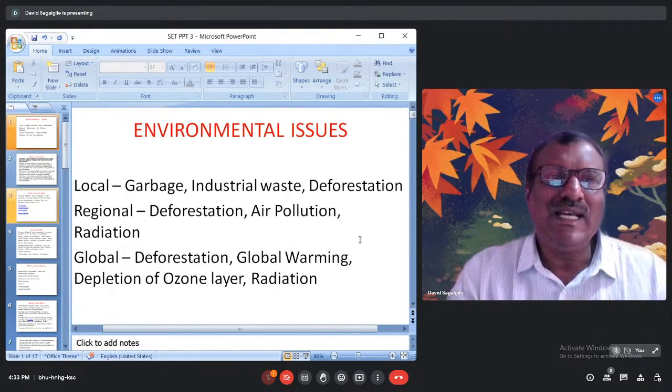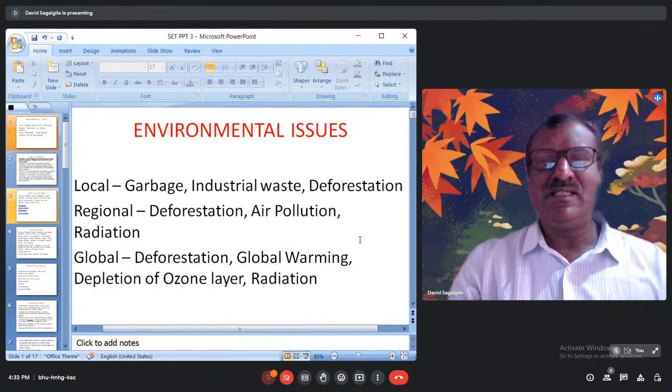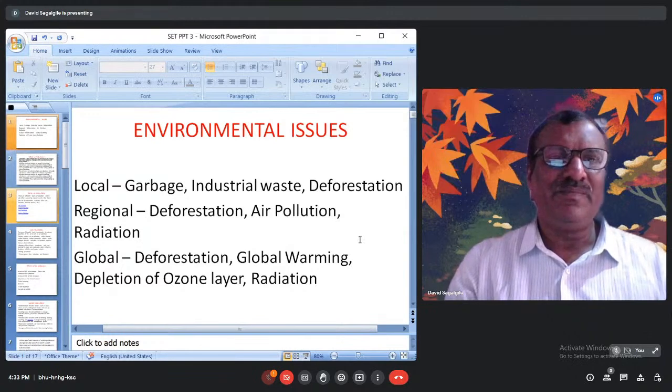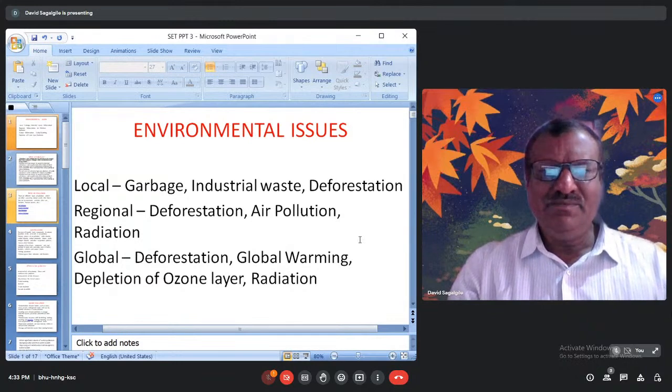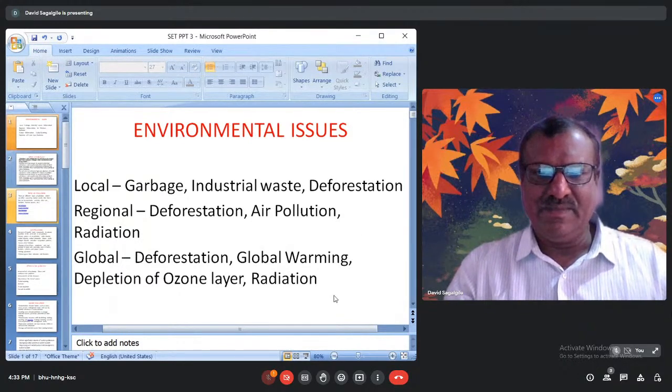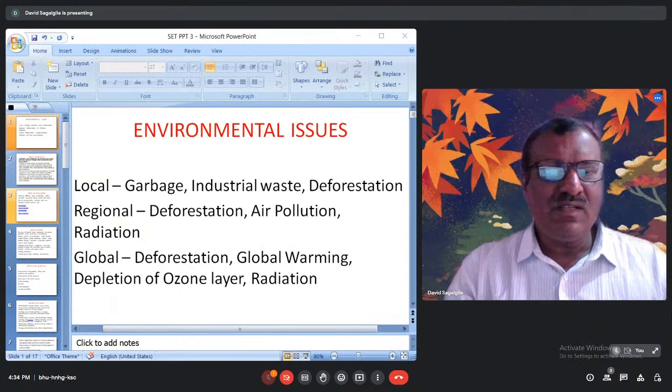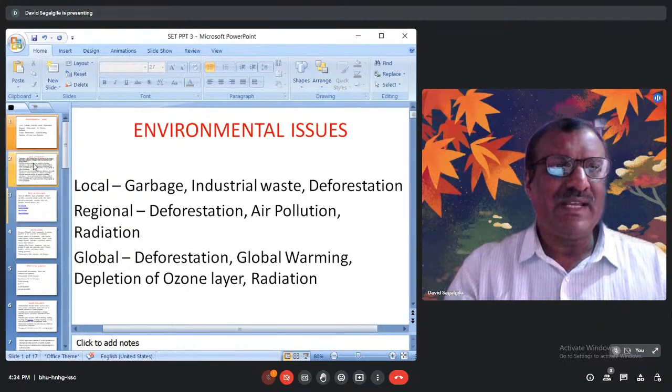So we see that the environmental issues are not only local, they are not only regional, but they affect the entire world as such. And that is why it is very, very important for the world's political leaders to get together and fight against global warming, against climate change, against pollution, and to save the environment so that the future generations will not be affected. So these are the different kinds of environmental issues.